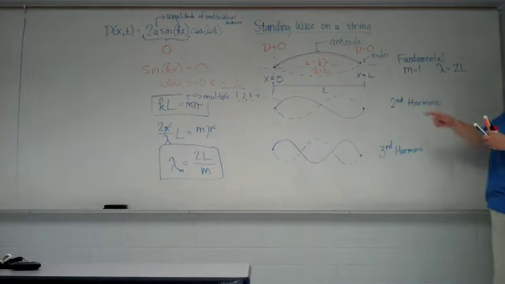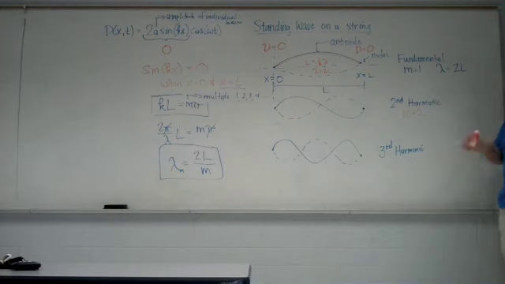Okay. The second harmonic, so the second pattern corresponds to the second multiplier. So m equals 2 is the second harmonic. If m is 2, then the wavelength, putting in 2 there, we get 2L over 2, which is L.